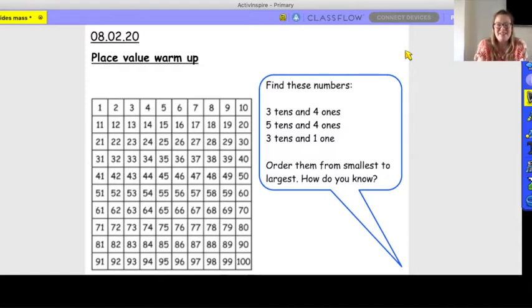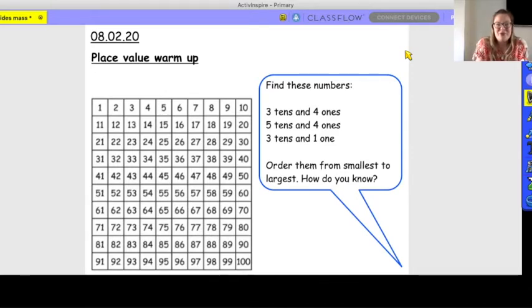Just one more week until half term. I'm really excited this week because we're going to carry on with measurement. However, this week we are going on to weight and mass and finding out what mass objects have or what they weigh. For your warm-up today, I would like you to get your 100 square available.